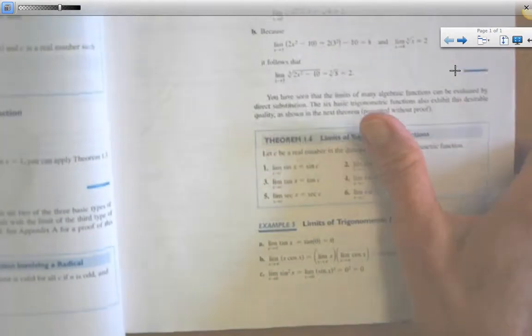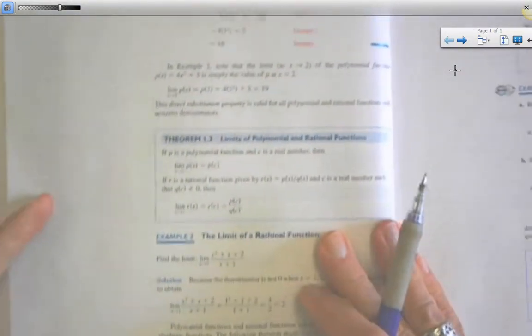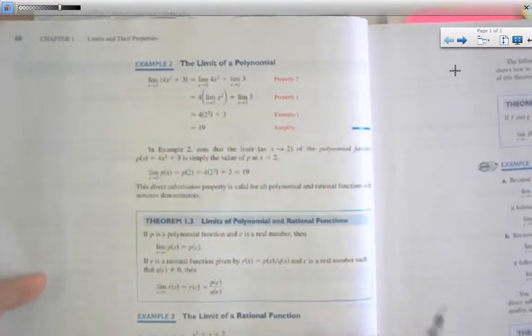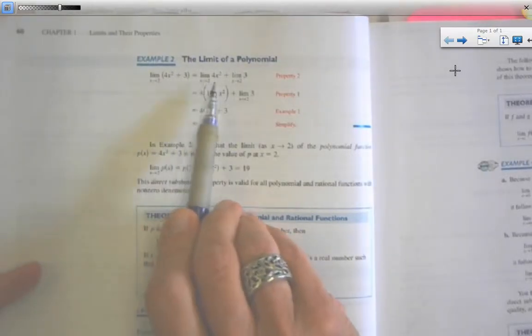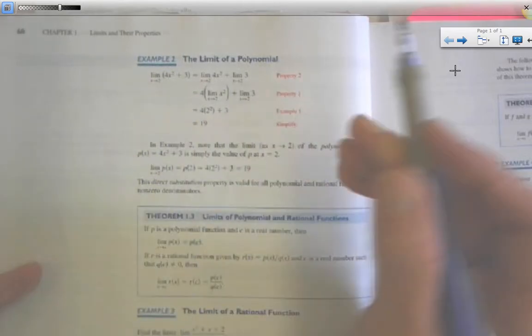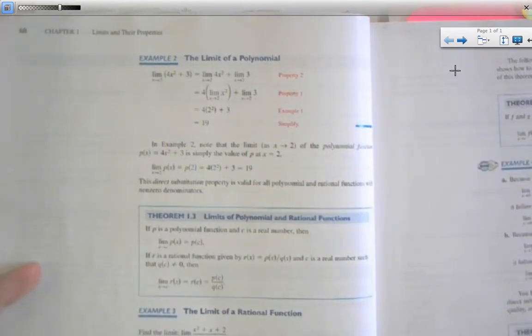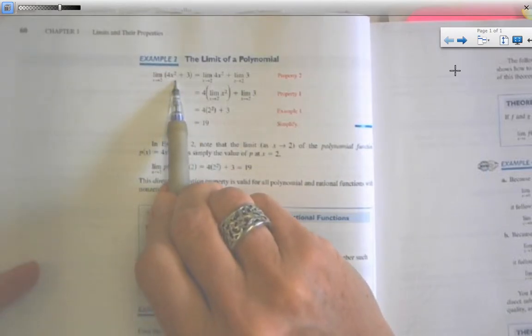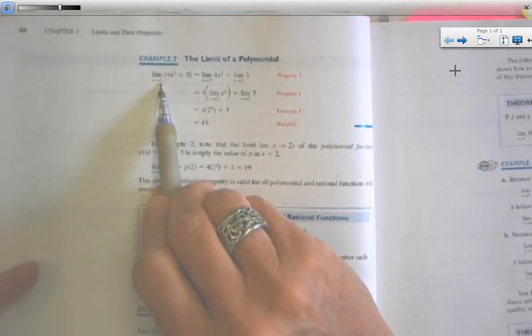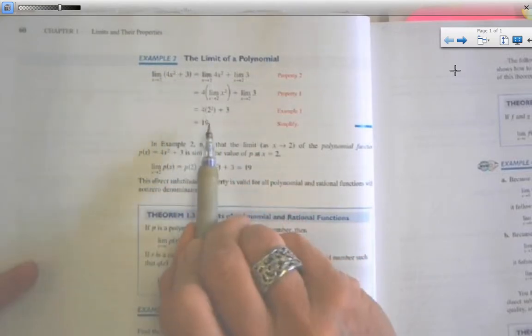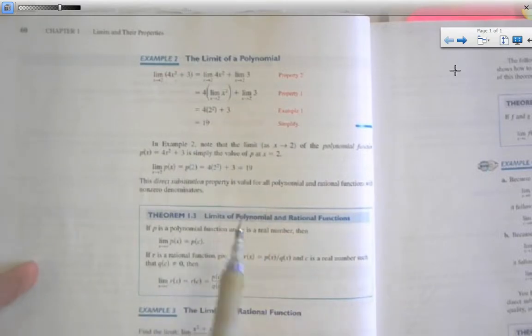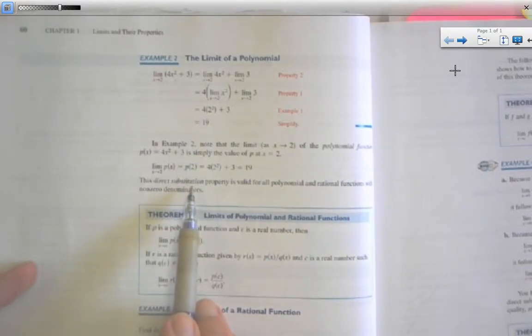Look on page 60, example 2. It says the limit of 4x squared plus 3 as x approaches 2. Now, it's using these properties just so you can see them in action. You don't have to split it up. Since this is defined everywhere, it doesn't have a hole, so let's just do direct substitution and put 2 in there. 2 squared is 4, 4 times 4 is 16, plus 3 gives you 19. So, again, we use that direct substitution.